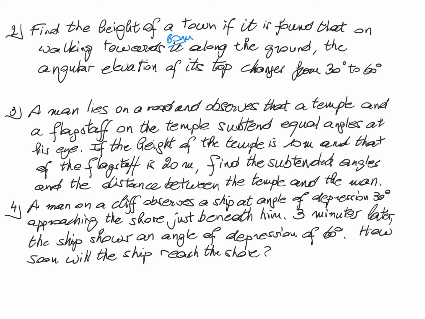Problem 4. A man on a cliff observes a ship at an angle of depression of 30 degrees. The ship approaches the shore just beneath him. If he looks back 3 minutes later, the ship has an angle of depression of 60 degrees. How soon will the ship reach the shore? So try to solve these three problems using the properties of right-angled triangles, and then we will come back to those at the beginning of the next class.